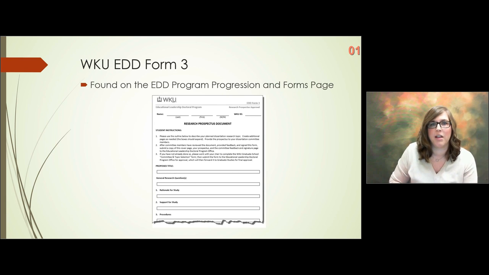It's not going to solve all your prospectus problems, but it will walk you through what you need to do for each portion. So the form that I just referred to is EDD Form 3, and it can be found on the Program Progression and Forms page of the EDD website at WKU. And this document is, you can write your prospectus right into this document, or you can write it separately and attach this document. Please talk to your chair about what he or she would prefer you to do. You may even talk to Dr. Dorman about what is required for this process. But here's the form that you're going to want to look at.